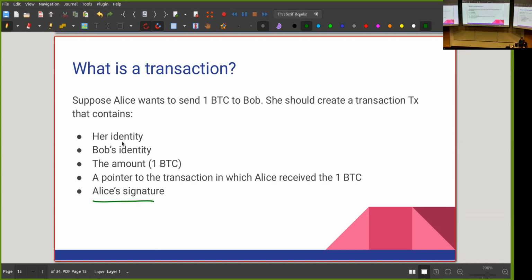So we need the identity of the person sending the transaction, identity of the receiver, the amount, proof of ownership, and proof of consent. And proof of consent is the signature. Okay, but let's say now Alice creates this transaction on her own machine, on her own computer. What should she do with it?